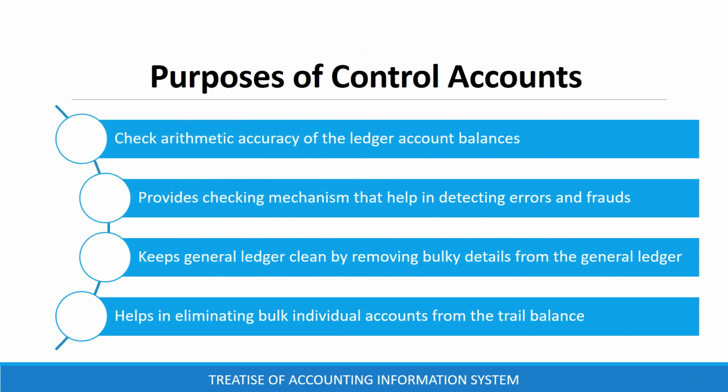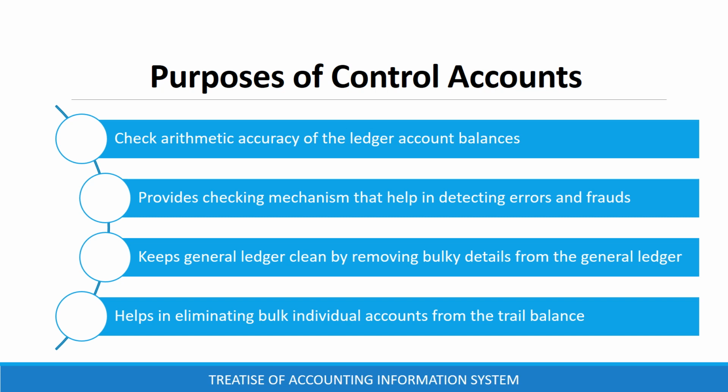The main purposes of control accounts are as follows. Control accounts help in checking the arithmetic accuracy of the ledger account balances. This is done by comparing the general ledger account balances with the totals of the respective subsidiary ledger account balances. Control accounts provide a mechanism that helps in detecting errors and fraud. General ledger accounts are prepared by different persons from the one who prepares subsidiary ledger accounts. Any variance in the balances signifies either error or fraud.